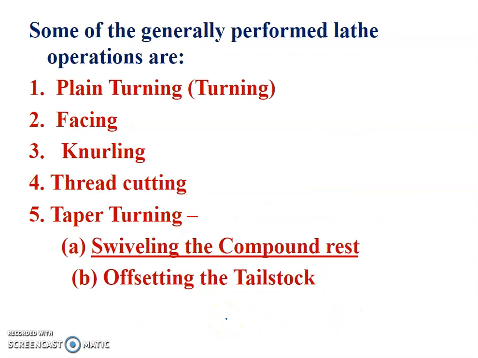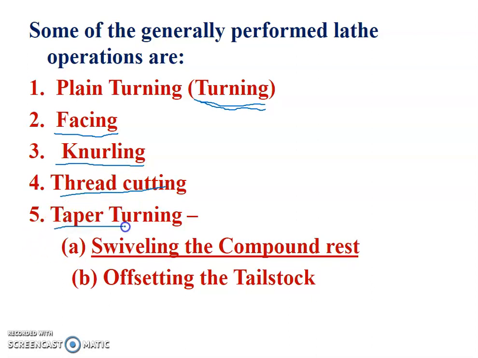So next we have some of the generally performed operations on the lathe machine. Here we have 5 different machining processes or lathe operations we can perform on the lathe. First operation is called plane turning, also simply called the turning process. Next process is facing. Next we have the knurling process. Fourth one is thread cutting.